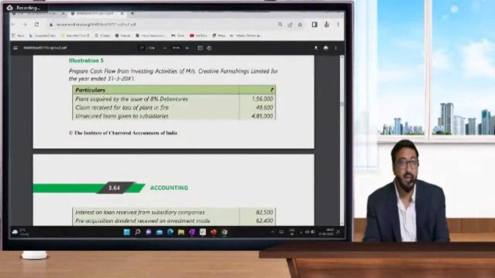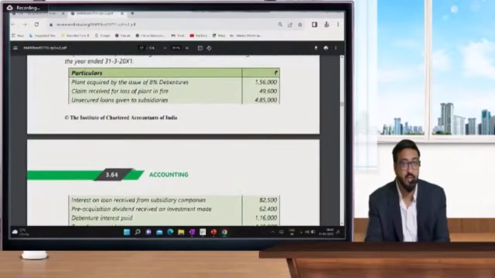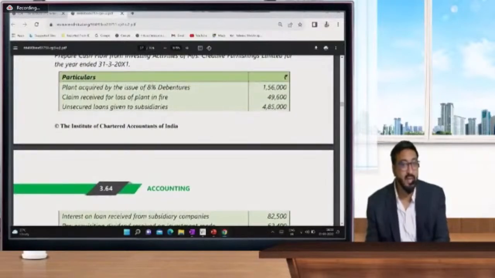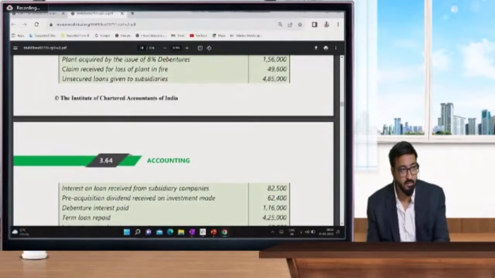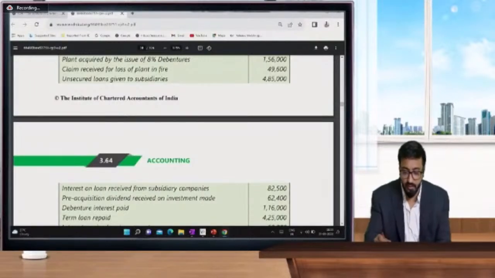Yes, plant acquired by issue of 8% डिबेंचर. चल रिवाइज कर, आएगा या नहीं आएगा इन्वेस्टिंग एक्टिविटी में? प्लांट एक्वायर्ड बाय इश्यू ऑफ 8% डिबेंचर्स क्यों नहीं आएगा? कैश फ्लो का कोई संबंध नहीं है. क्लेम रिसीव्ड फॉर लॉस ऑफ प्लांट इन फायर आएगा या नहीं आएगा? एक्स्ट्राऑर्डिनरी. Unsecured loan given to subsidiary आएगा. आउटफ्लो इनफ्लो? आउटफ्लो. So here it is outflow.